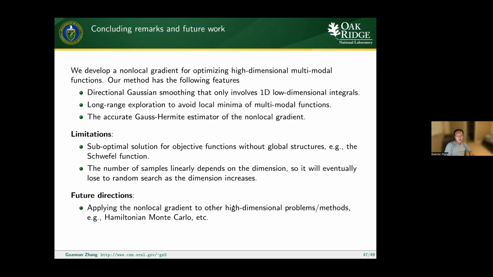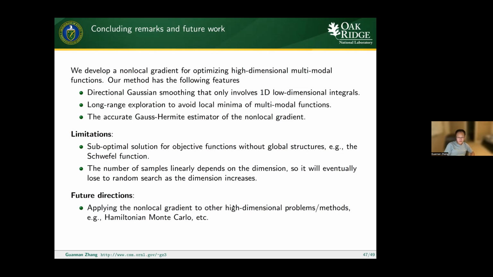And so in conclusion, we developed this directional Gaussian smoothing technique. The main idea is to avoid approximating high-dimensional integrals. Instead, we use a bunch of 1D integrals, which we can approximate using Gaussian quadrature rules. And this strategy enables us to do long-range exploration to avoid local minima in optimizing multimodal functions.